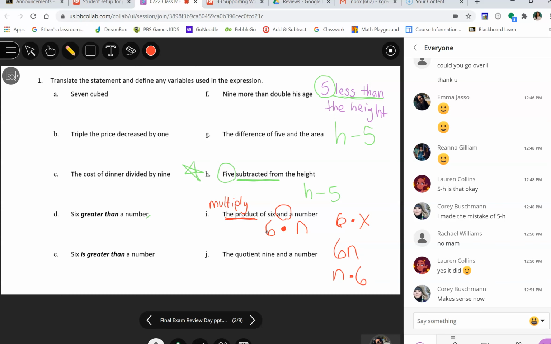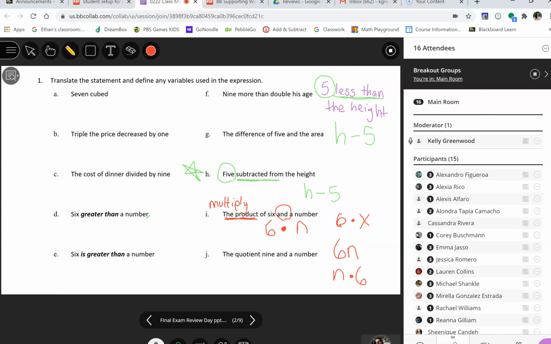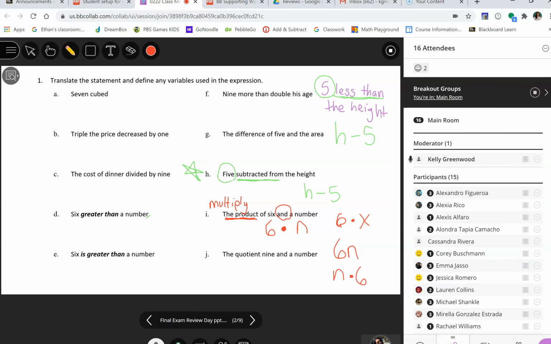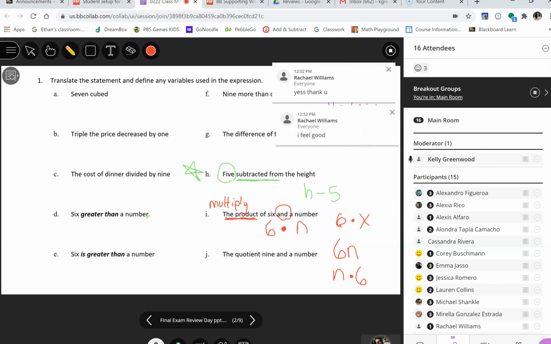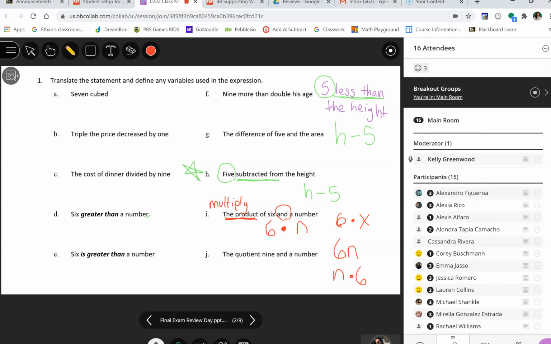So how do you feel about that one, that idea of product meaning to multiply? Cool. Awesome. Are there any follow-up questions? Because I know about half the class missed that on the practice test. Quiz, I think it was quiz one.